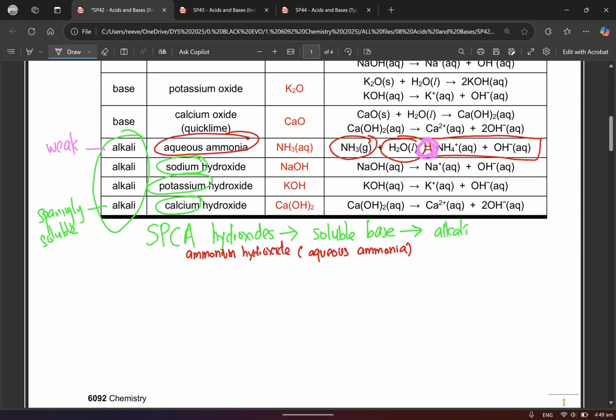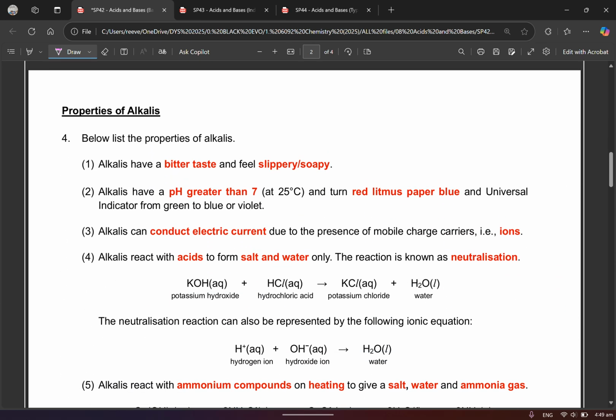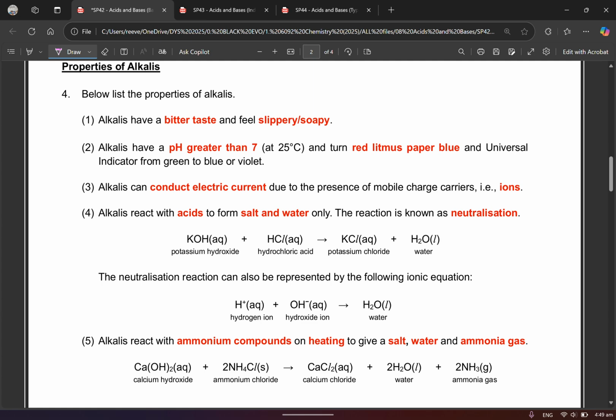Let's move on and look at some properties of alkali. Alkalis, something that you learned in lower sec. So now let's run through the standard properties. The first one is the taste. It's a bitter taste. It's slippery, also a soapy feel. This one you will have heard of before. Next one, alkalis have pH more than 7. They turn red litmus paper blue. Universal indicator will go from green to blue or violet. This one is something that you learned in lower sec as well.